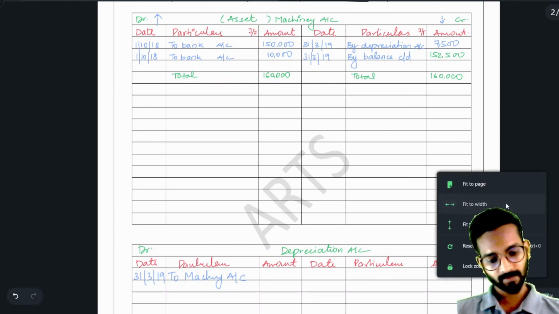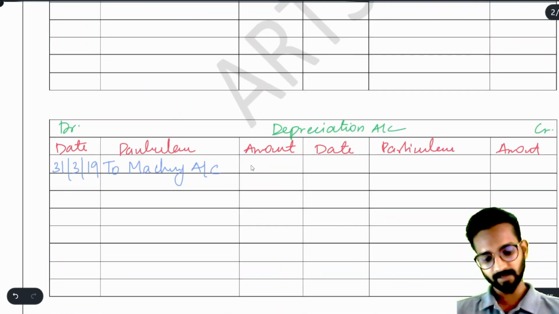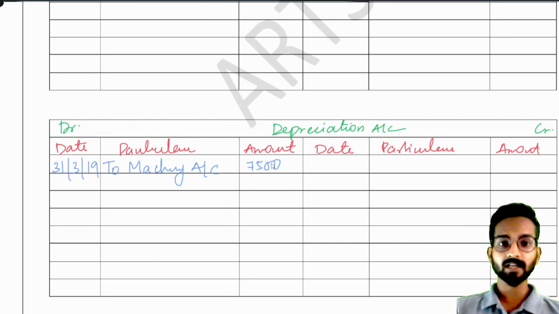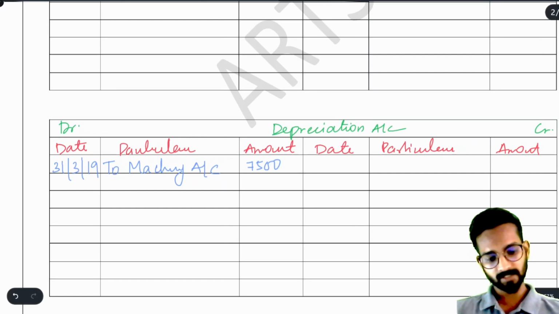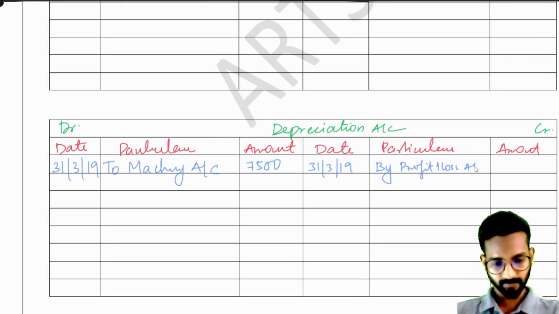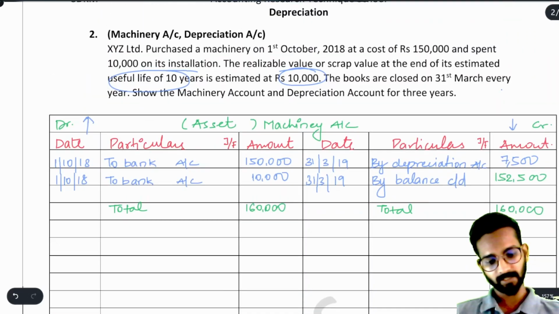Now, after this, depreciation to machinery account, we will write here 7,500. This is what we learnt in the previous video, that you will write depreciation to machinery, depreciation to fixed asset. After that, P&L account debit to depreciation. So you will write here on 31st March 2019 by profit and loss account 7,500. Whatever is the expense, depreciation expense, transfer that to the P&L account. Simple.